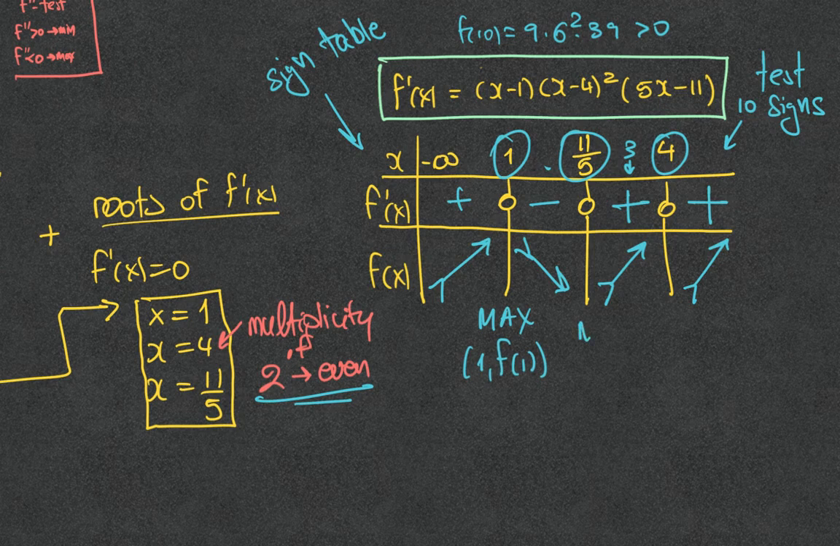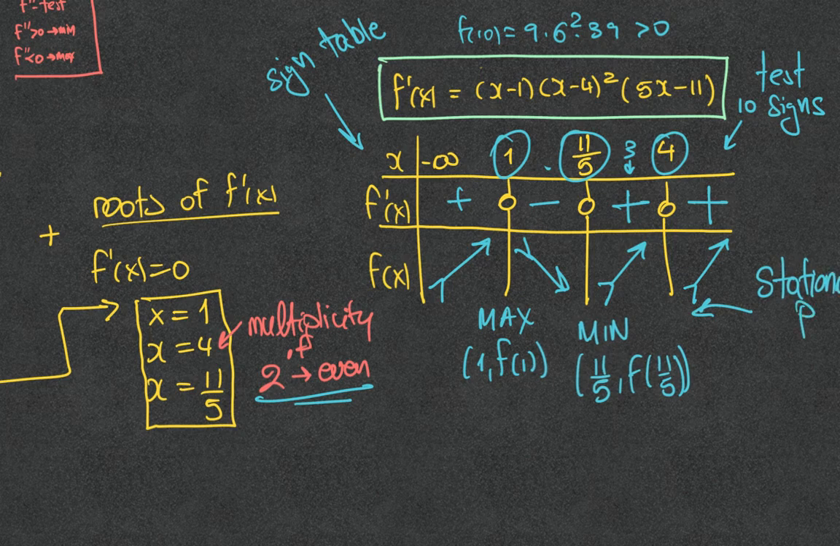Here I'm going to have a minimum value, which is going to be 11 over 5 comma f of 11 over 5. And then at x equals 4, I have just a stationary point, a stationary point that is neither maximum nor minimum.